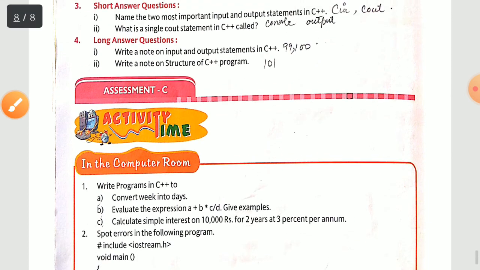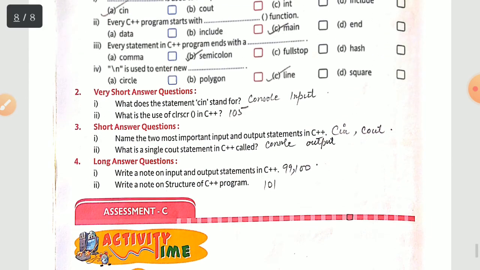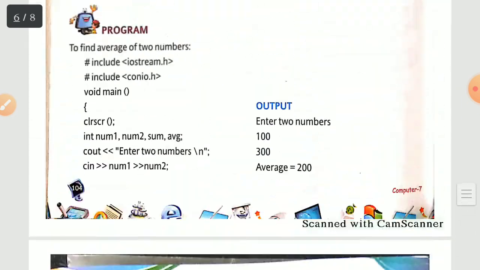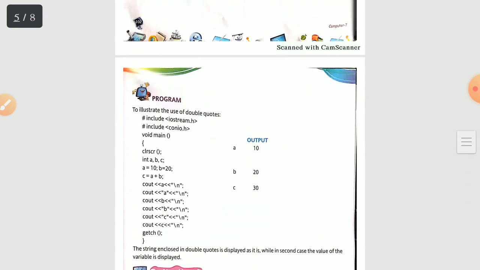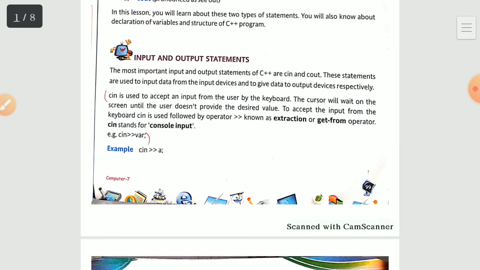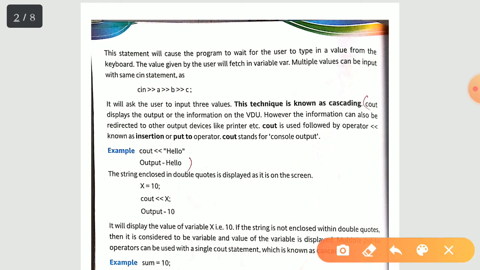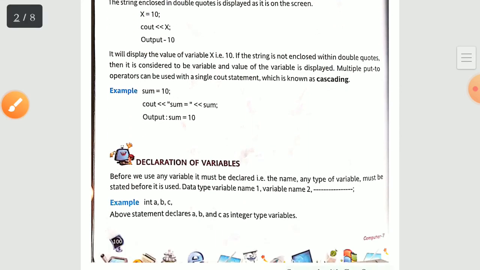Now see the fourth one. Write a note on input and output statements in C++. So firstly turn to page number 99 and then 100, on both the pages you have the answer. Okay, so you have to write down from here, firstly input statement, then start writing from this line, Cin is used to accept an input, till example var. Okay, after that write the heading output statement, then from here Cout displays the output or the information on the video. Continue your writing till this one, output hello, only this one. Okay, so this is the first answer of your long answer question.